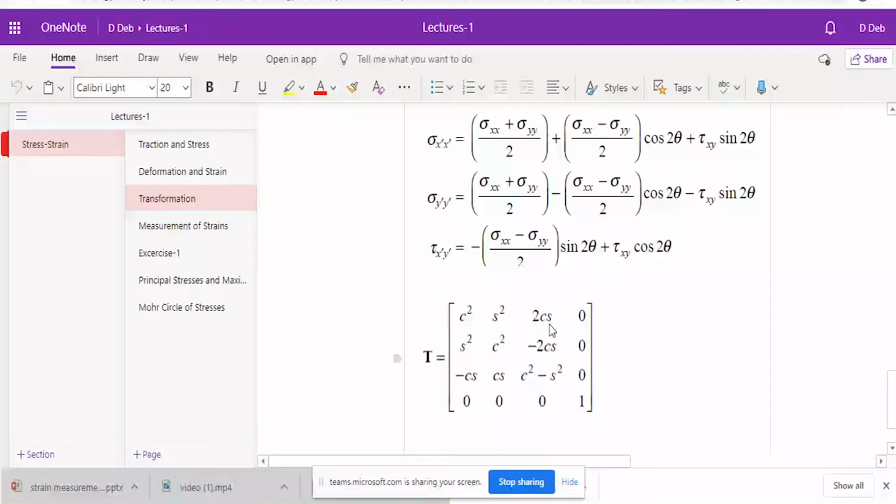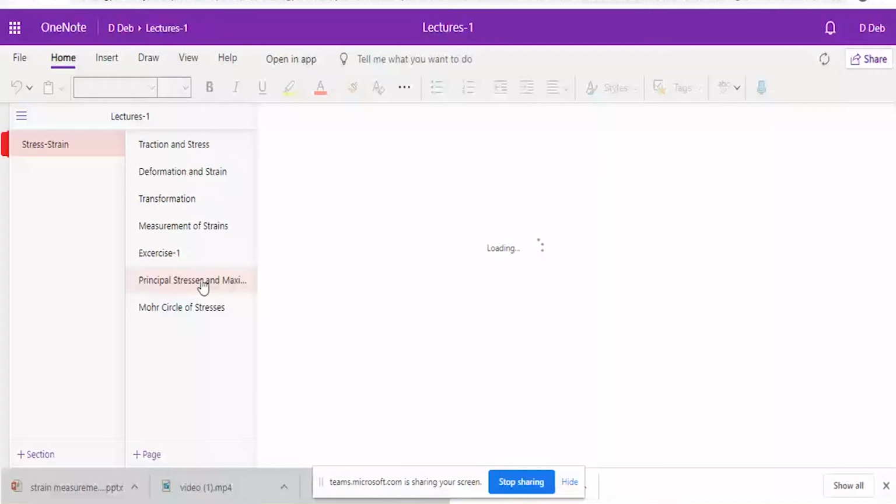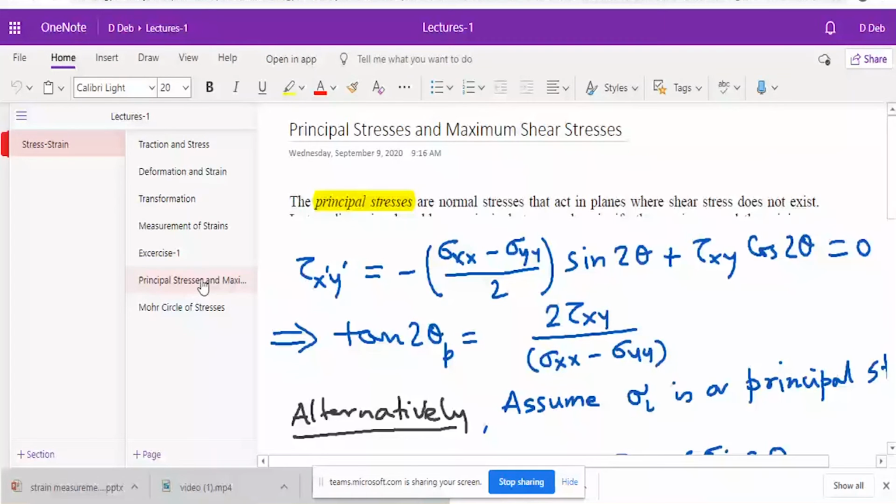All right. So this is just a multiplication of matrix and vector. That's it. Nothing to be worried about. But now the question comes, what are principal stresses? By definition, the principal stresses are the normal stresses that act in planes where shear stress does not exist.